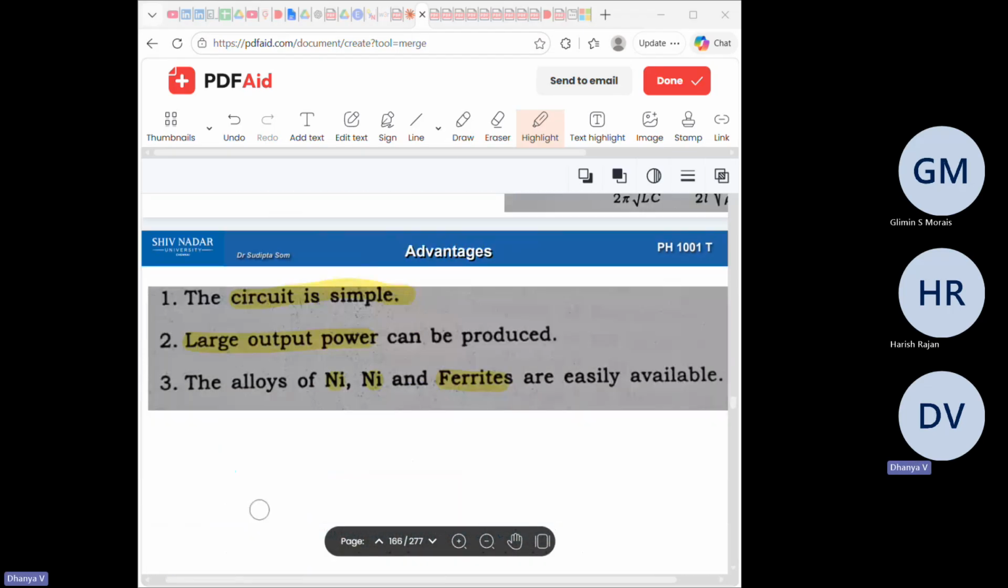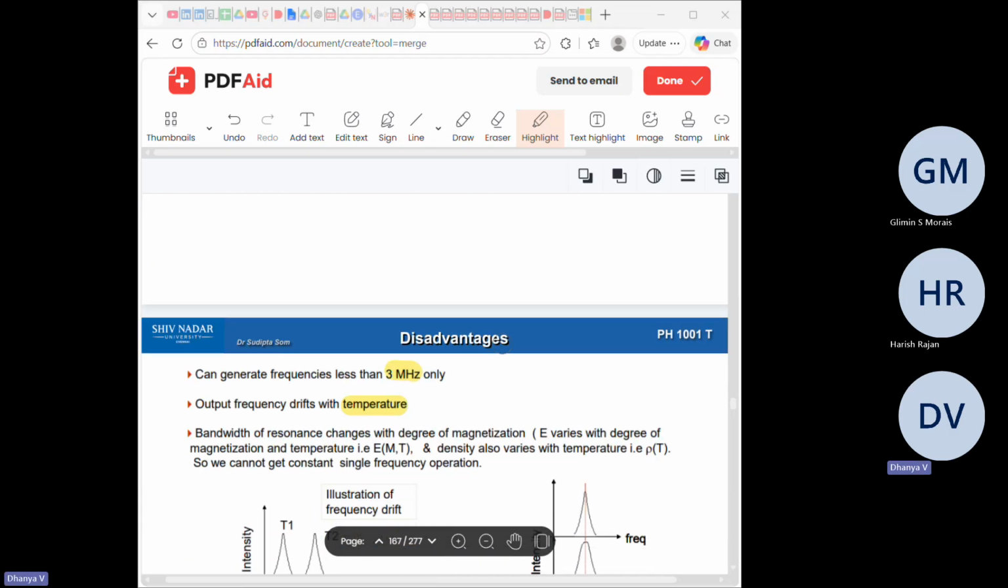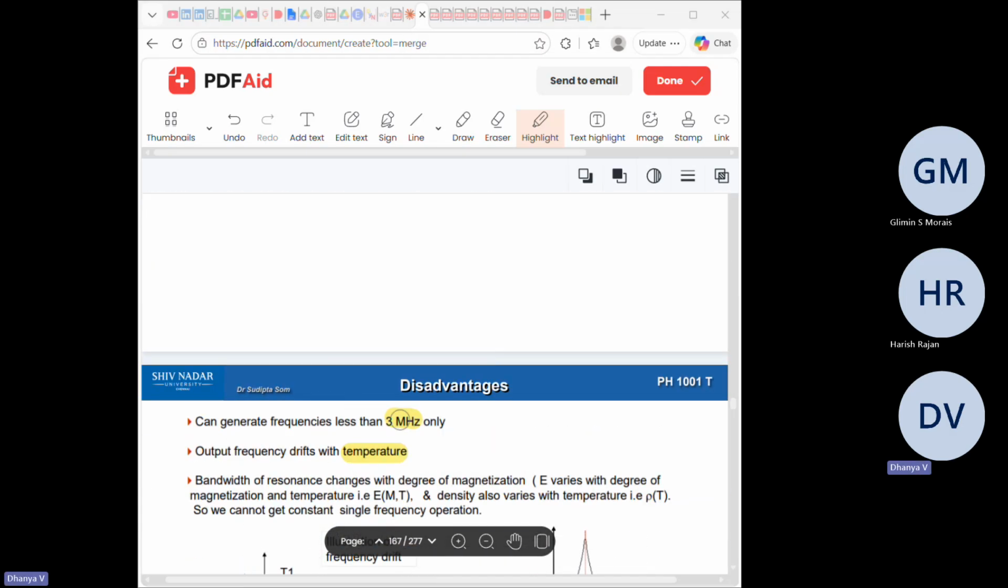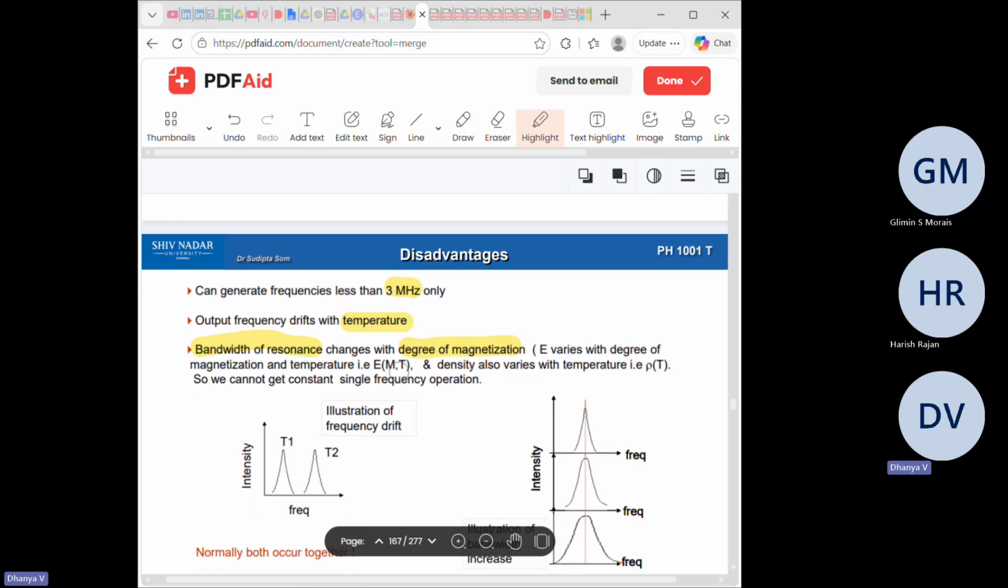Okay. So the advantages are that the circuit is simple, large output power, nickel and ferrite are easily available. And then the disadvantages: you can only generate up to 3 megahertz and output frequency drifts with temperature. And even your bandwidth of resonance changes with the degree of magnetization. The degree of magnetization actually relates to your temperature and your density, which, density always varies with temperature, no? So that's it.